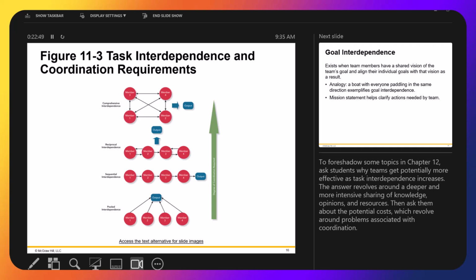Task interdependence and coordination requirements. I won't spend a lot of time on this, but this is showing you comprehensive interdependence. At the top, you look at how the individuals are connected to each other, what they do to get output. You look at reciprocal interdependence, and you see how they're connected to get output. Sequential interdependence: number one has to do his part, then number two, number three, number four to get output. Things have to happen in that way. And in pooled interdependence, everybody does something and then brings it together. So you get output, but you're getting it different ways. But it's all interdependent upon other individuals or other teams.